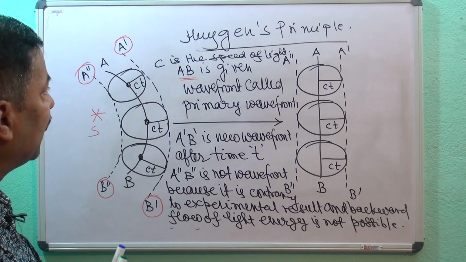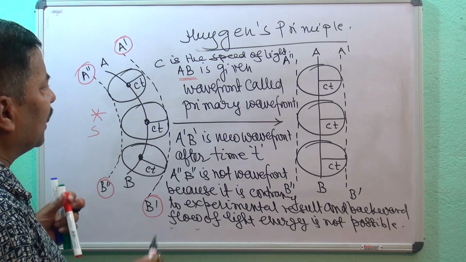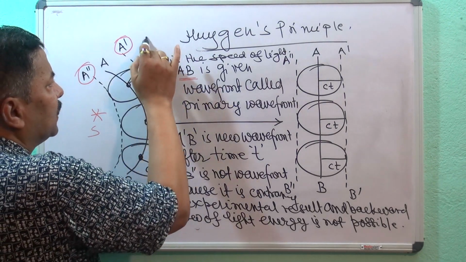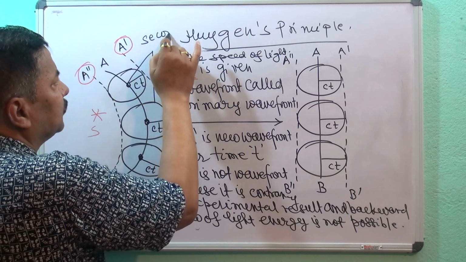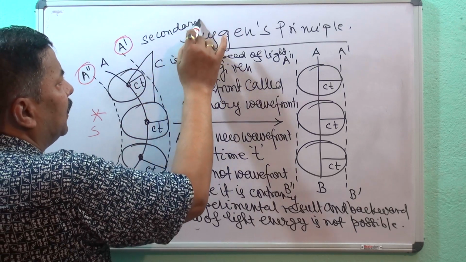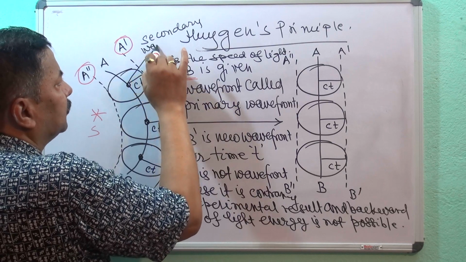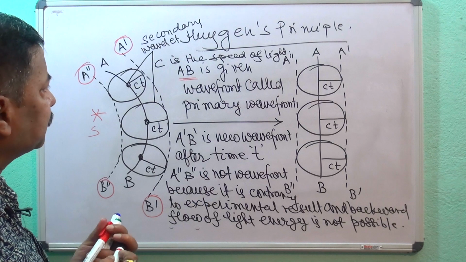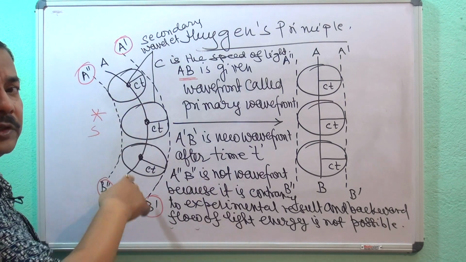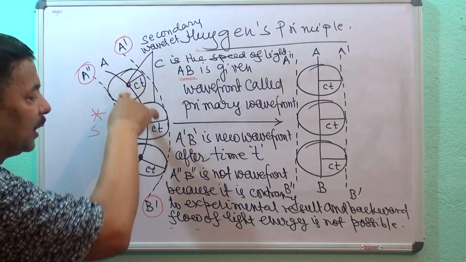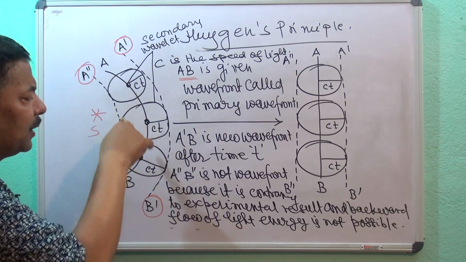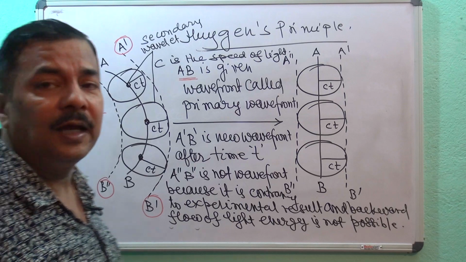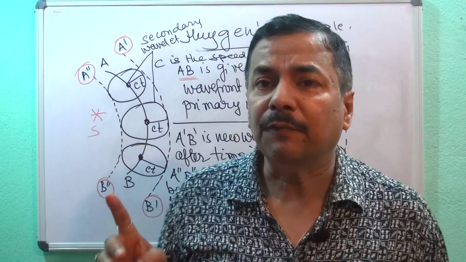So what can we say? We can say that this is your secondary wavelet. Every point on the given wavefront, which is the known wavefront, is behaving as a source of disturbance, a fresh source of disturbance. That is, it is behaving like a fresh source.